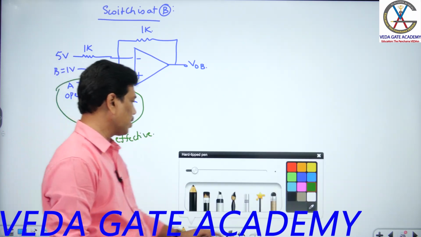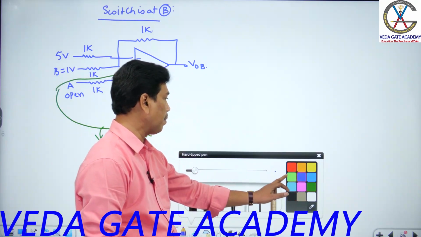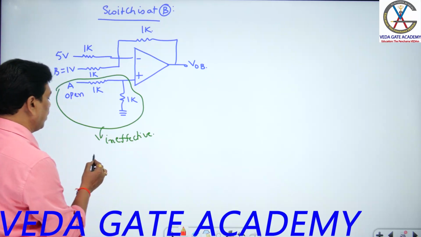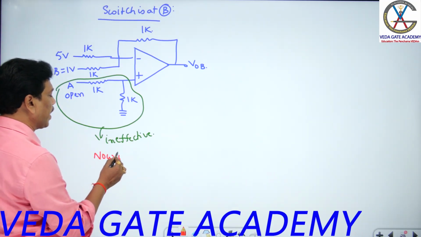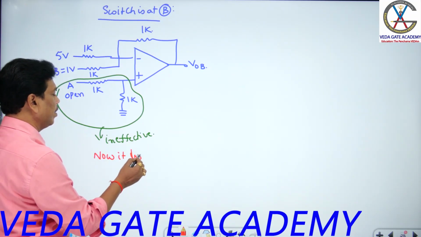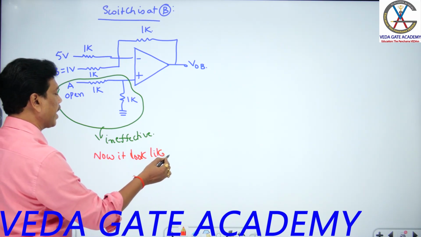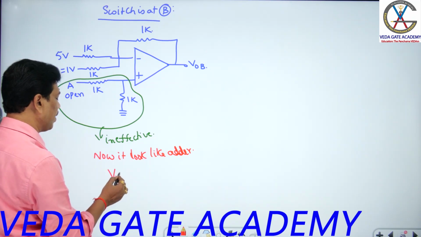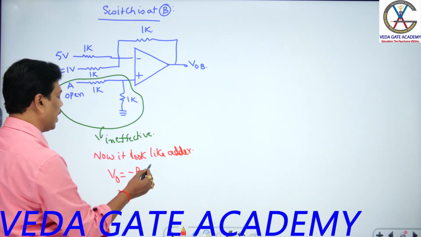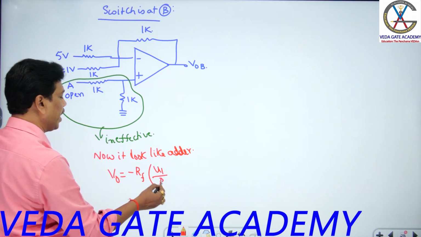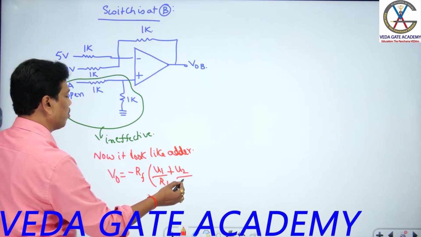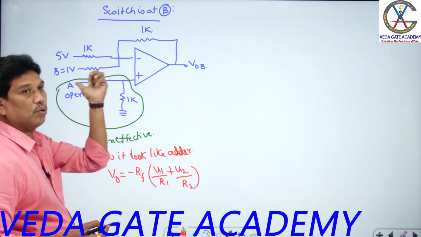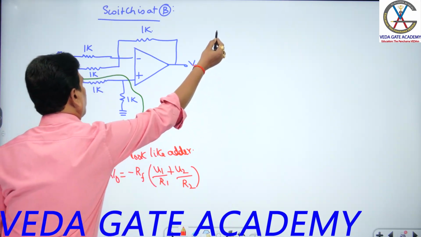So now the op amp looks like what, sir? Adder circuit, you can call. Now it looks like an adder, summing amplifier, sir. So V naught equals, you know the formula, minus RF into V1 by R1 plus V2 by R2, you know from the adder circuit, sir. Two impedance elements are there, two inputs are there. So it is an adder circuit.